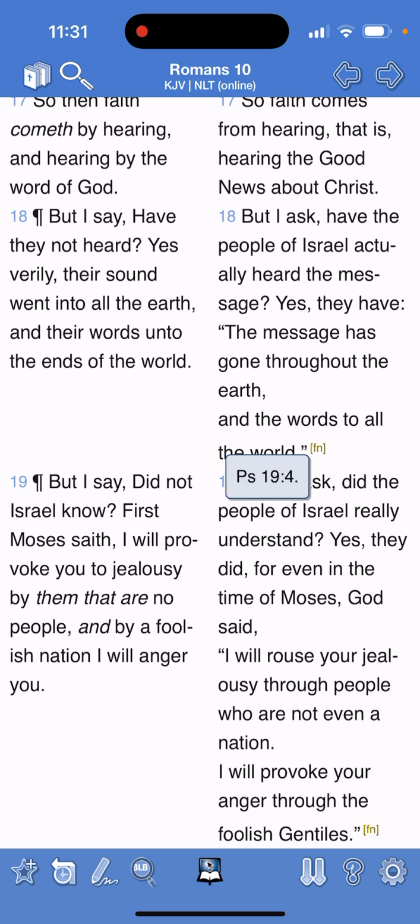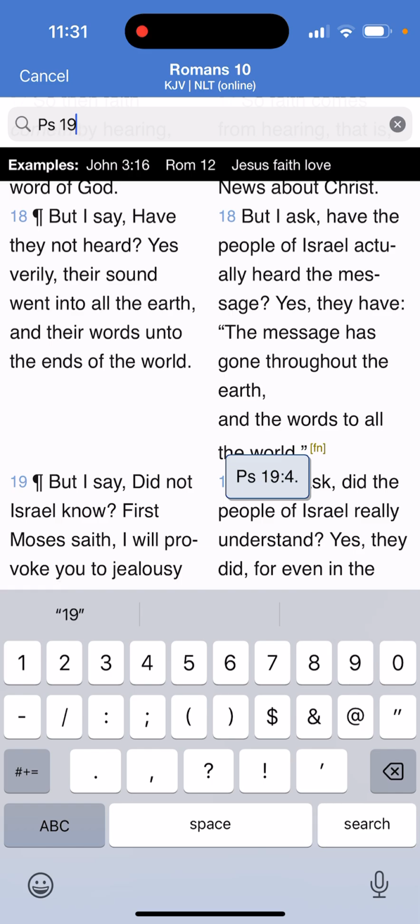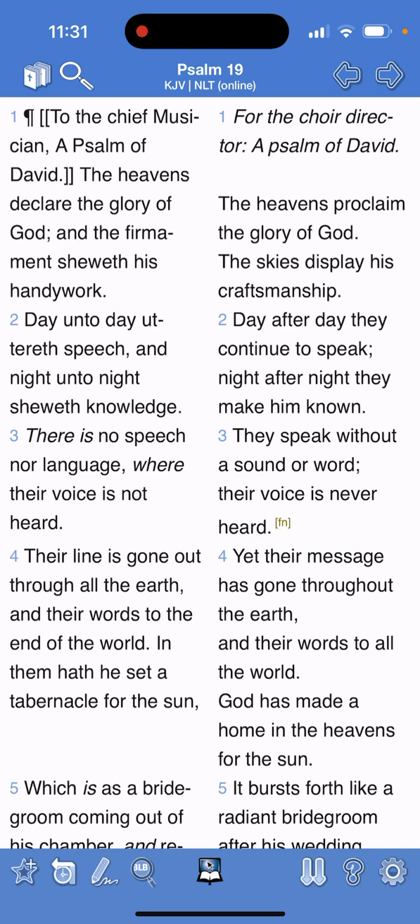And he's quoting Psalms 19:4. So you can just hit that footnote. Let's go to Psalms 19, and we'll start at verse 1, because we want to understand what he's saying about how this message spreads throughout the world. It says, the heavens declare the glory of God, and the firmament showeth his handiwork. Okay, there's evidence of the Lord through the heavens, through his handiwork.